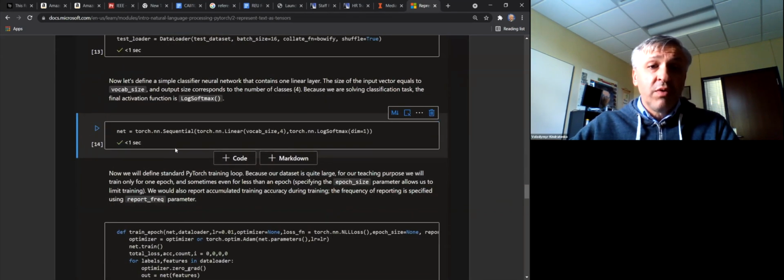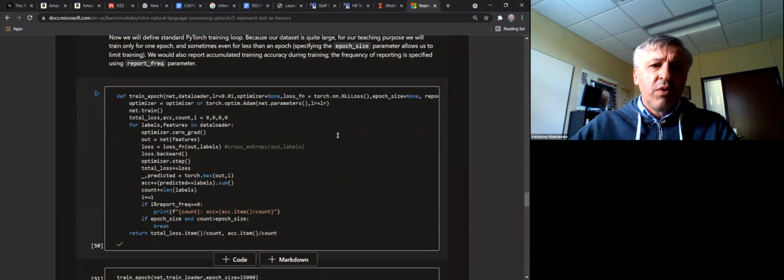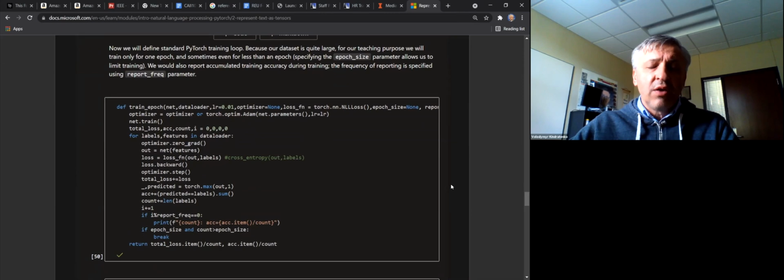This is a pretty simple model. All we have to do is say that we have a linear model of input size of vocabulary size, so that input will be 92,000, and output size of 4. And that will go into log softmax, which will simply give us a probability of belonging to one of these 4 classes. And then we will build this standard training loop that you had an example of in one of the previous lectures, when we talked about how to build models and how to train models with PyTorch.